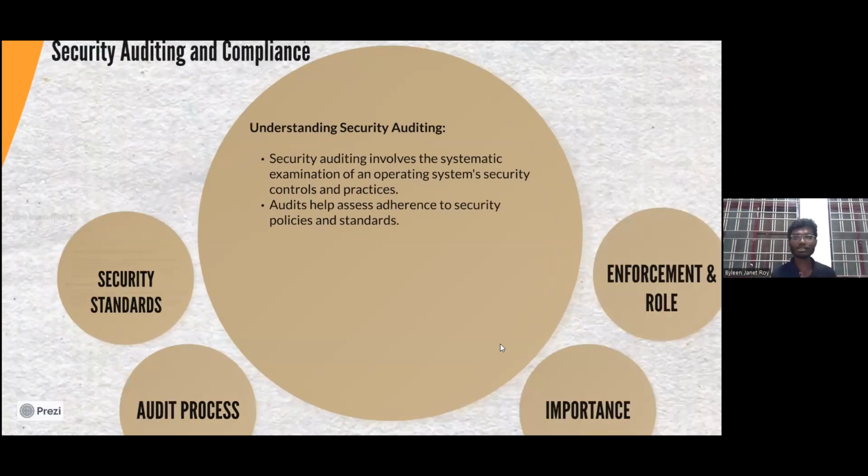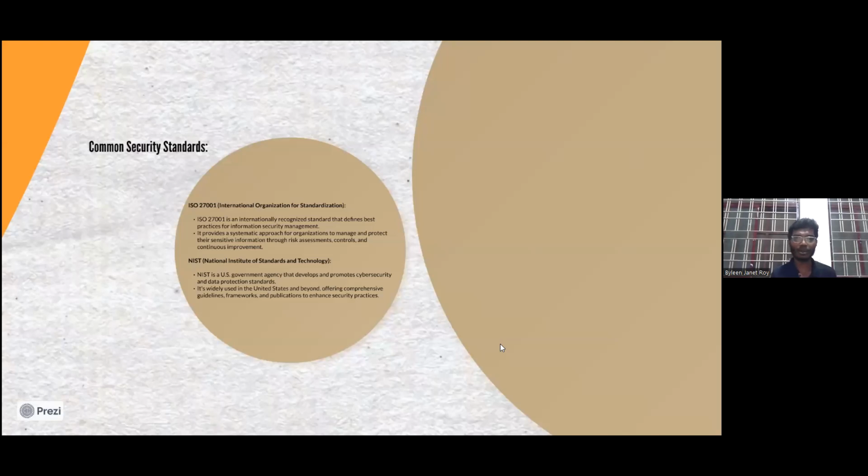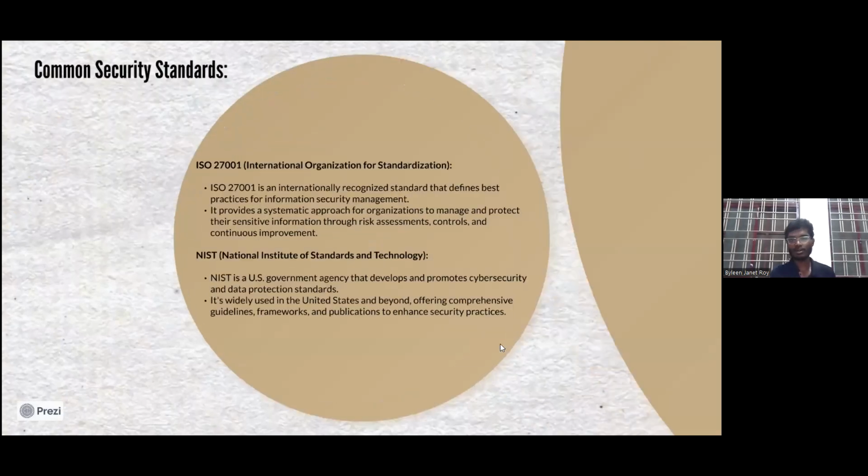And the common security standards. These are common security standards which are good enough to know. ISO 27001. It is from the International Organization for Standardization. Of course, we all know that. And it is a security standard, of course. NIST, the National Institute of Standards and Technology. It is a US government agency that is used for promoting cybersecurity, not only for cybersecurity, but even for cloud and so on.